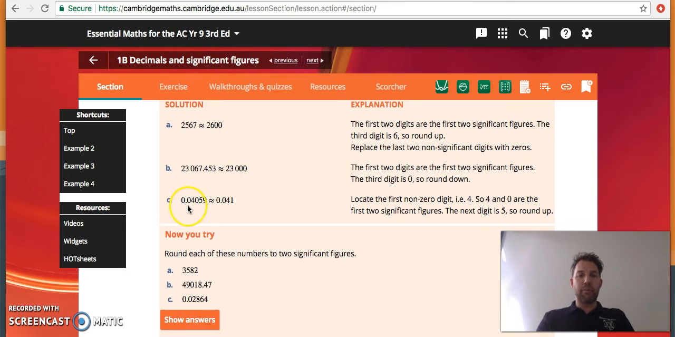For the last one, 0.04059, the 0.0 are not significant figures. So we're going to focus on this 4 and this 0 here, those 2, because they are our first significant figures. I know I'm counting this 0 as a significant figure, but it's come after a 4, so that's why it's significant. We look at the 5 here, and that's 5 or higher, so that 0 is going to go up to 1, and we get 0.041 as our answer.